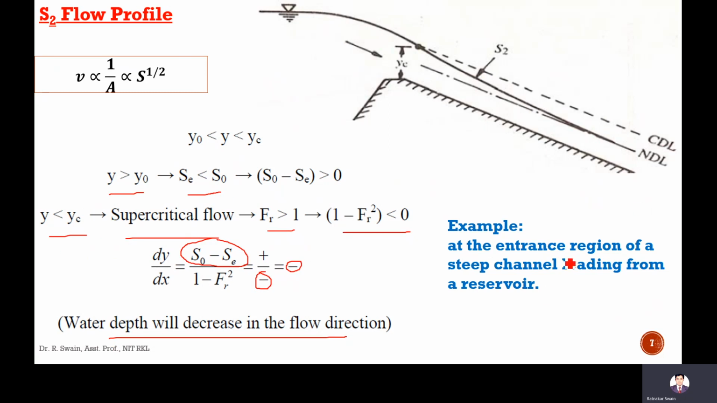So this type of S2 flow profile curve can be obtained at the entrance region of a steep channel leading from a reservoir. Here there is a reservoir, and there is a steep slope. At this entrance from this reservoir, the flow will gradually change from this CDL to this NDL. So in this region, from this region to this region, the S2 flow profile can be obtained. So this is about the S2 flow profile curve.